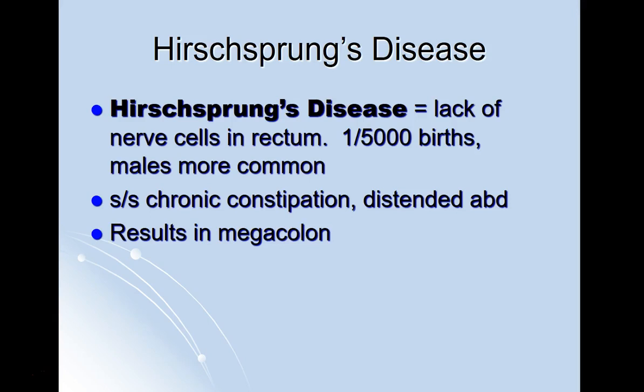Remember, or just think about this for a second, if you don't have any nerve cells in your rectum, your body never knows when it needs to evacuate stool. So you're chronically constipated, which means that your colon becomes distended and filled with stool, and you never know that you have to go to the bathroom because there aren't those nerve cells to tell you that it's time to go.